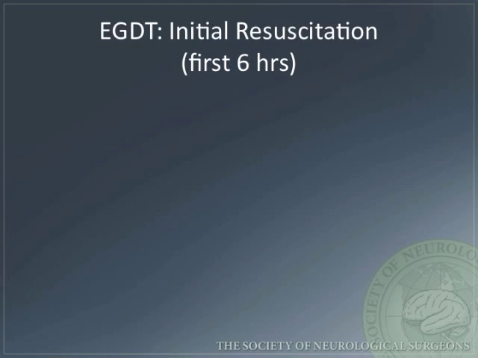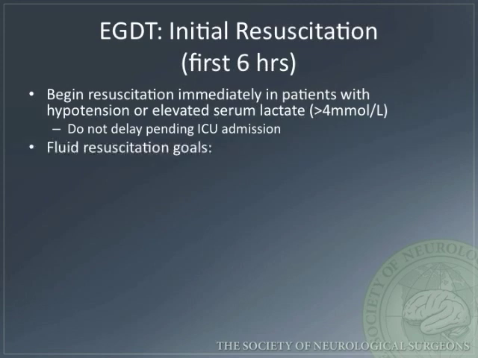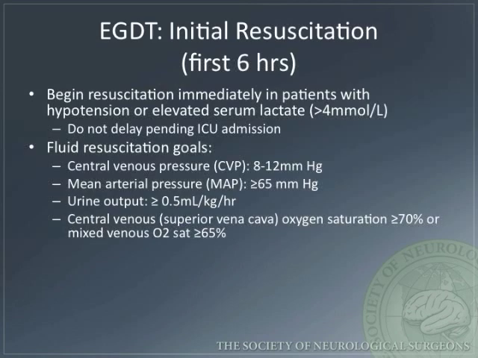In the first 6 hours of treatment, it is critical to begin resuscitation immediately in patients with hypotension or elevated serum lactate. Do not delay pending ICU admission. Fluid should be administered with goals of a central venous pressure of 8 to 12, mean arterial pressure of greater than or equal to 65, adequate urine output, and oxygen saturation of greater than or equal to 70%, or mixed venous O2 saturations of greater than or equal to 65%.